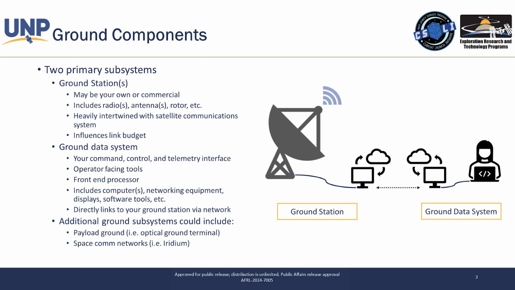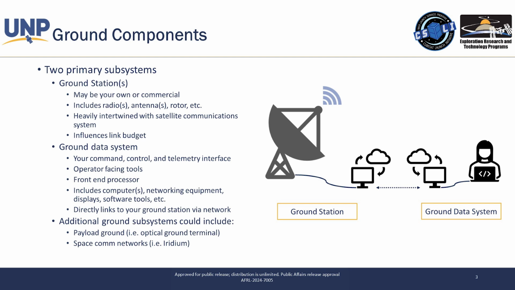This will be heavily intertwined with your comm system. You have to make sure that they're compatible, they're on the same band, and they can actually reach each other. That will be both influenced by and influence your link budget. Depending on how good of a radio you have on your satellite and what orbit you're in, that will all influence what kind of antenna you actually need on the ground.